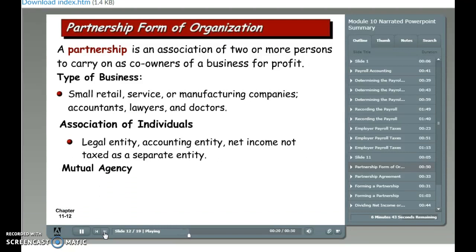Mutual agency is characteristic of a partnership, whereby the act of any partner is binding on the other partners, so long as the act appears to be appropriate for the partnership. The partnership has a limited life. Dissolution occurs when a partner withdraws or a new partner is admitted. Unless established as a limited liability partnership, each partner is typically personally and individually liable for all partnership debt.